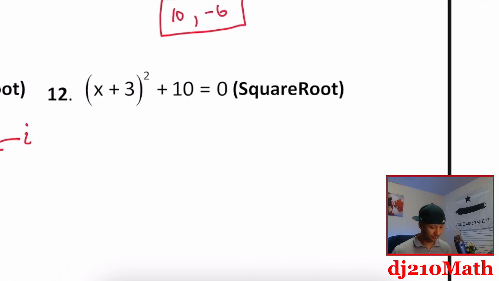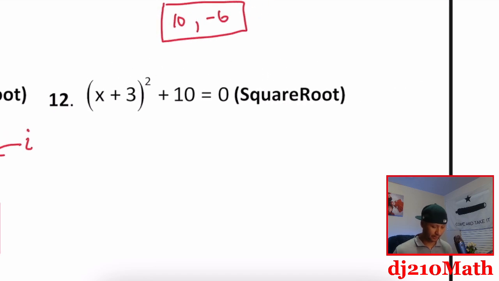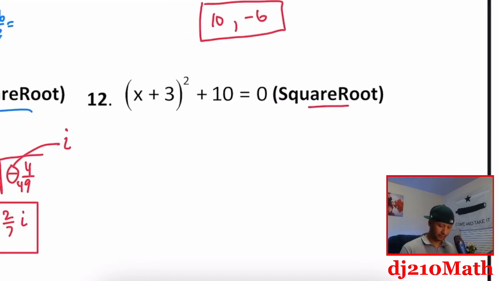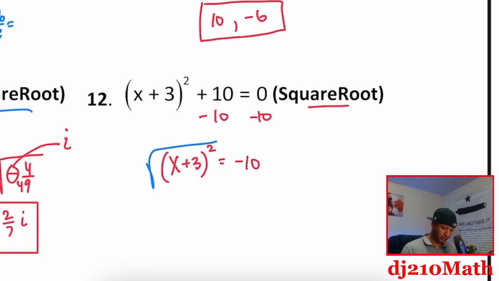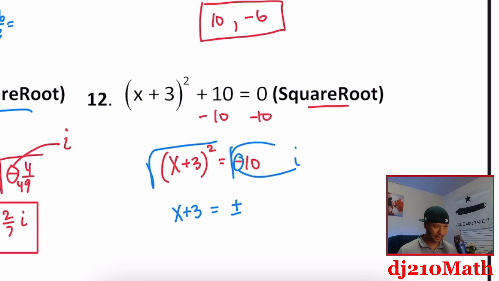12. All right, again, the square root method. Let's go. So minus 10 to both sides. X plus 3 squared equals negative 10. All right, square root. So x plus 3 is equal to plus or minus. It's going to come out as an i, the negative, that is. All right, square root of 10.